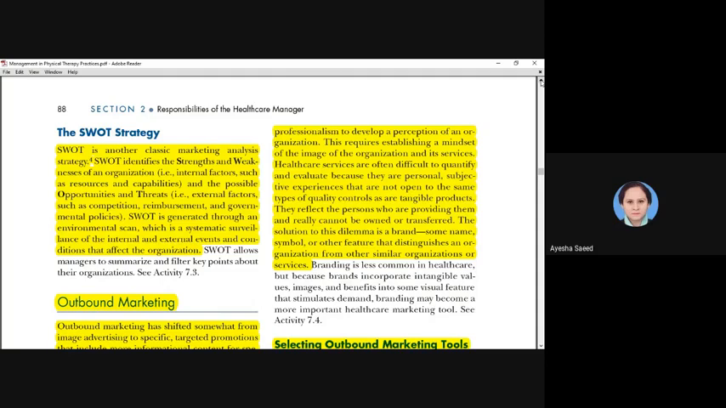Healthcare services are often difficult to quantify and evaluate because they are personal, subjective experiences that are not open to the same types of quality controls as tangible products. They reflect the persons who are providing them and really cannot be owned or transferred. The solution to this dilemma is a brand, some name, symbol, or other feature that distinguishes an organization from similar organizations or services.